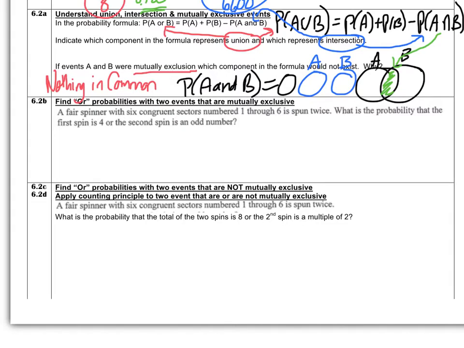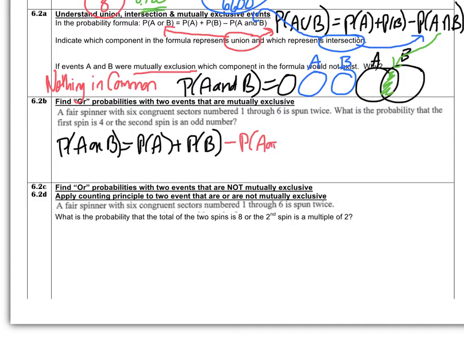Find OR probabilities with two events that are mutually exclusive, which means they have nothing in common. And we already have defined the OR probability up here. So what we know for this formula is the probability of A or B is going to be equal to the probability of A plus the probability of B. However, because they're mutually exclusive, there's nothing in common, this probability can never happen, so I can disregard it. However, I sometimes like to think about it and just double check that that's true, and we'll do that this time around too.